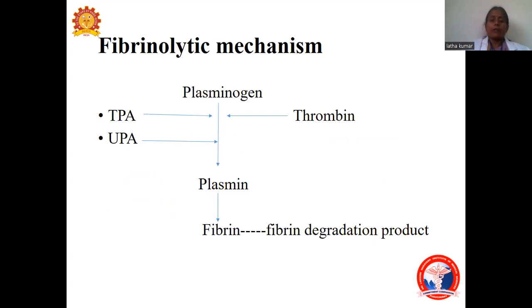Fibrinolytic mechanism: plasminogen is converted into plasmin by the action of tissue plasminogen activator. This plasmin acts on the fibrin and splits that fibrin into fibrin degradation products.